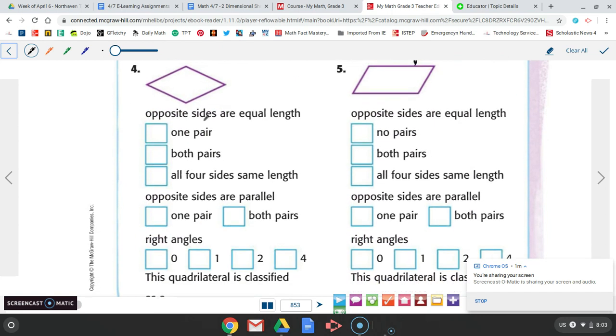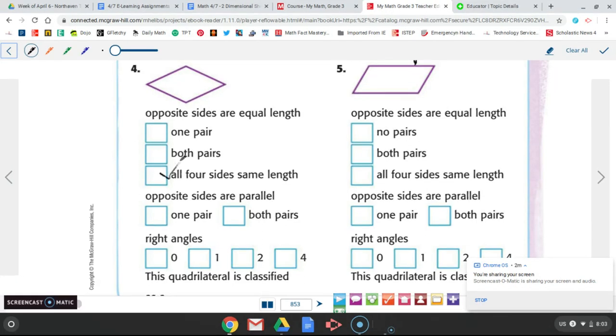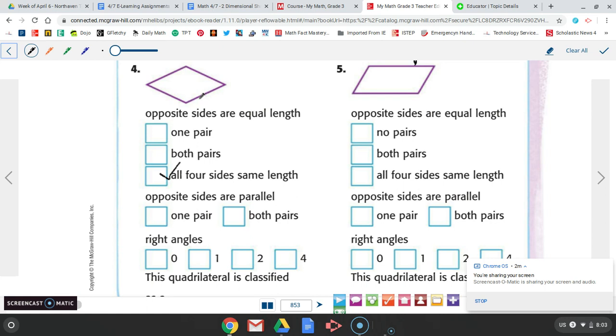So again, we're going to look at opposite sides and their length. So this side is opposite from this side. Those look the same. This side is opposite from this side, and those look the same. So it looks like all 4 sides are the same length. All of these sides look like they're the same.